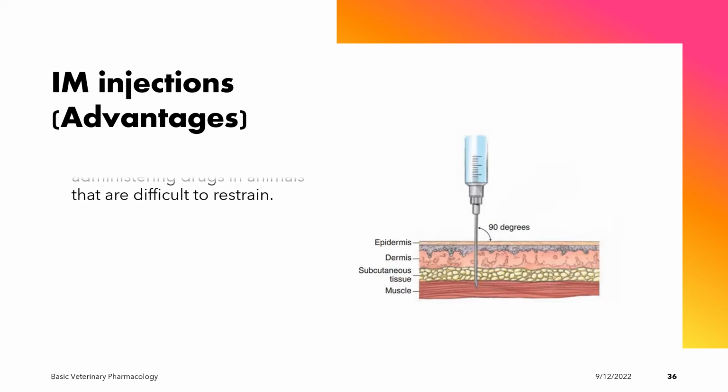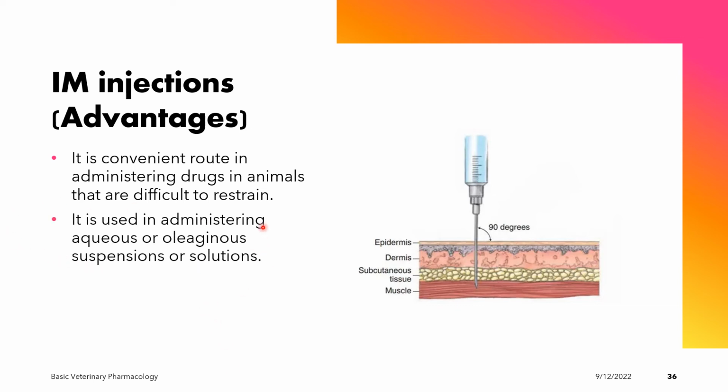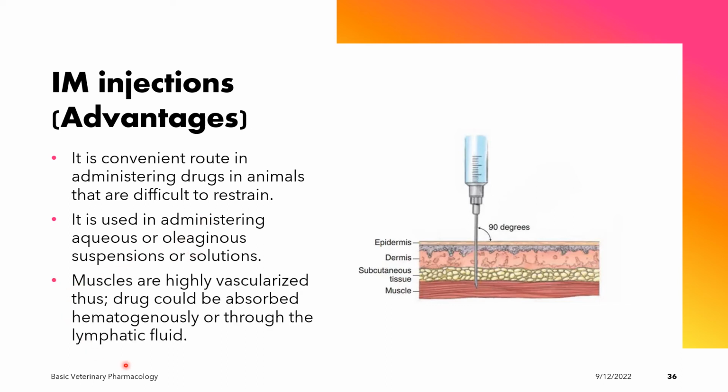The IM route is also convenient in administering drugs in animals that are difficult to restrain. It is also used in administering aqueous or oleaginous suspensions or solutions. When we say oleaginous, that has the nature, the qualities of oil. Muscles are considered to be highly vascularized, thus drug could be absorbed hematogenously or through the lymphatic fluid.